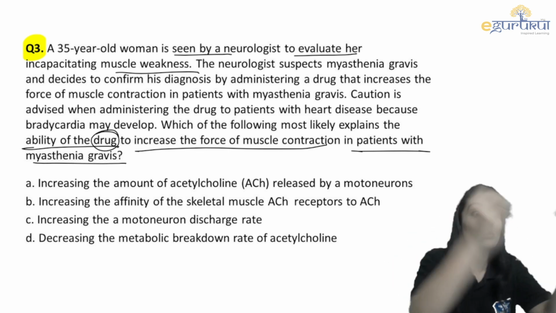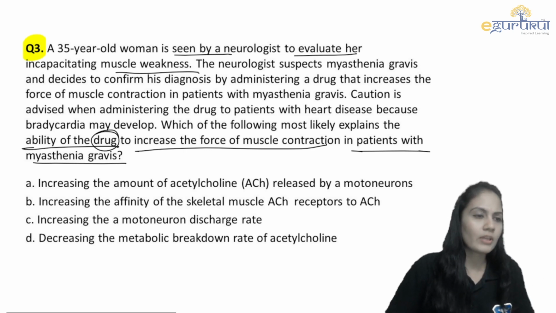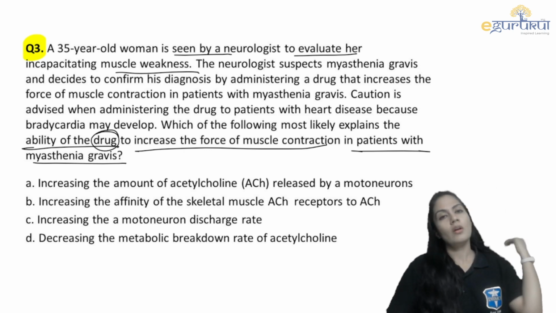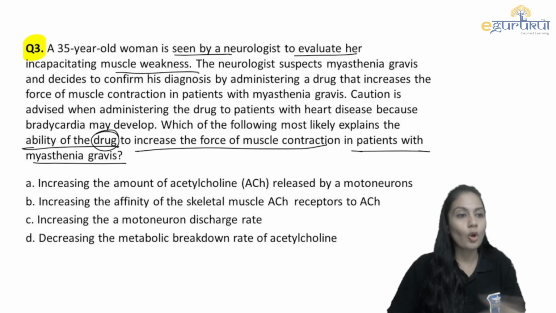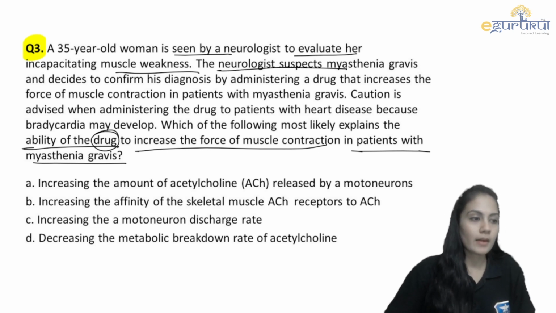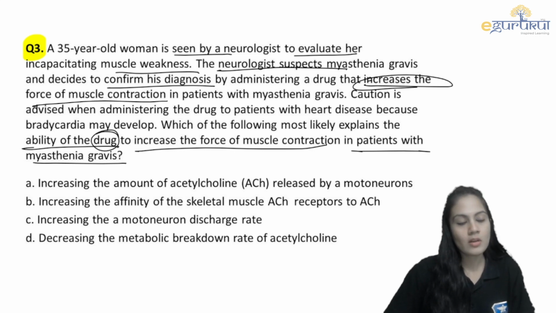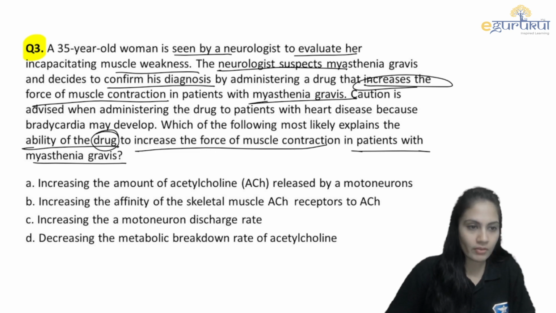So you do not need to even look at the story, what they are telling, right? But still we do have time right now, which is not as precious as the exam, so we do have more time than you get in the exam. Okay, so the neurologist suspects myasthenia gravis. So to confirm the diagnosis, a drug is administered that increases the force of contraction of the muscle. Obviously muscle contraction in the patient with myasthenia gravis is improved.